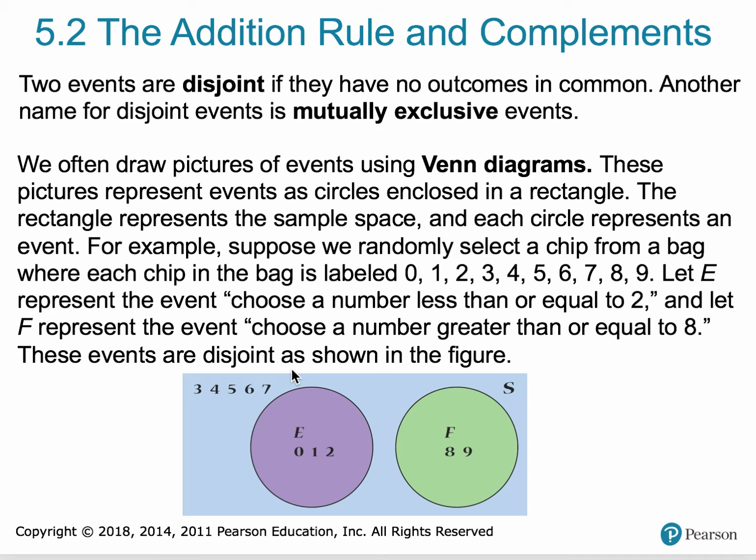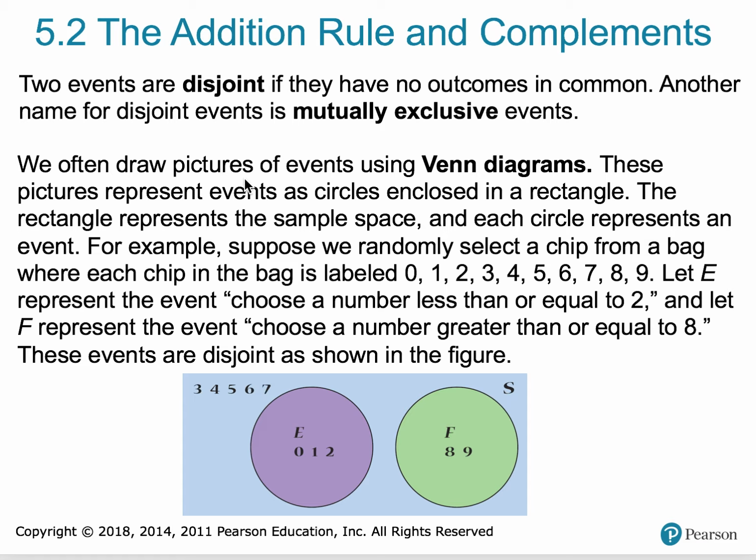Okay, 5.2, the addition rule and complements. Two events are disjoint if they have no outcomes in common. Another name for disjoint sets, disjoint events or sets, is mutually exclusive events.